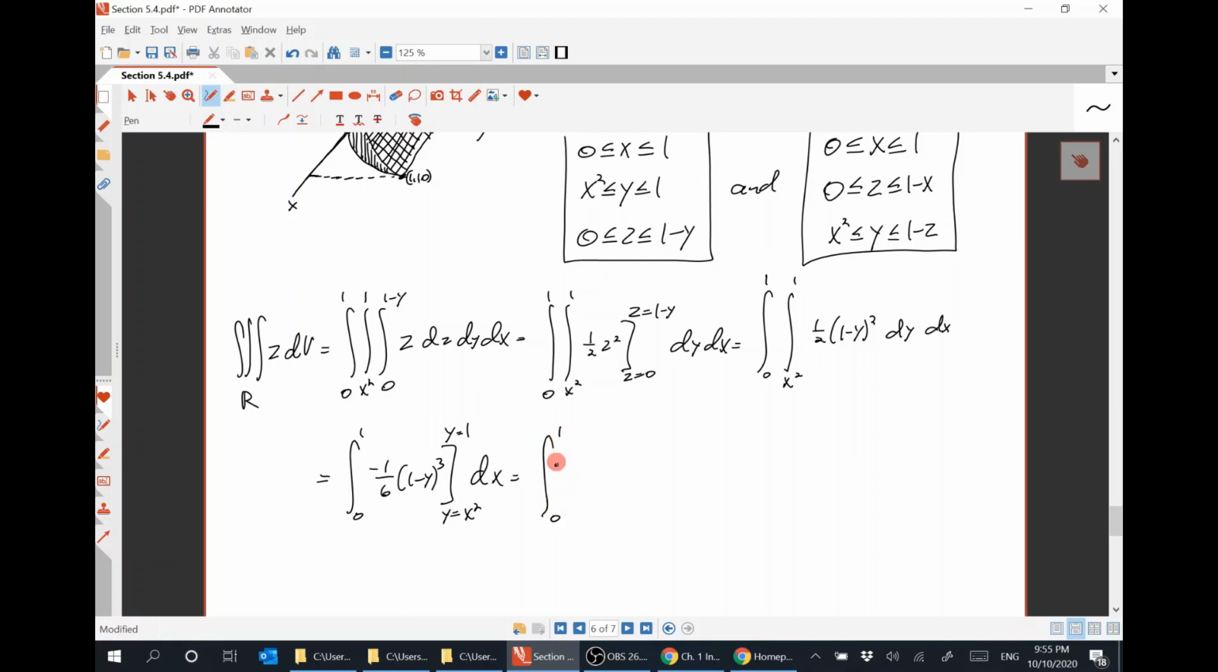So that's the integral from 0 to 1. At y equals 1, you get 0, minus becomes plus, 1/6 (1 minus x squared) to the third dx.